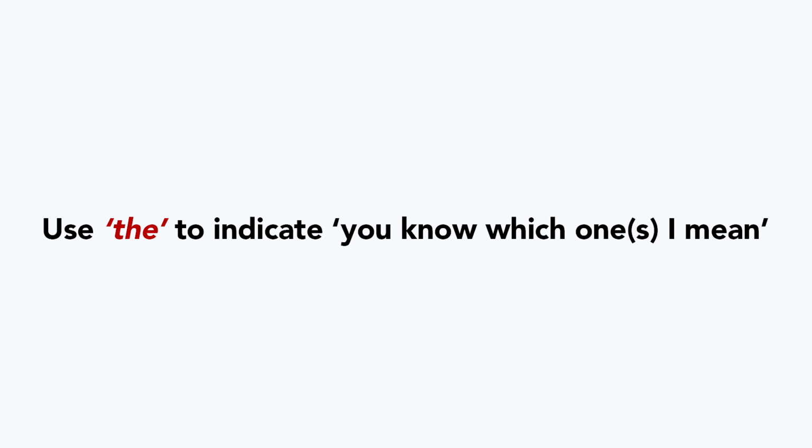Okay, so we use the for definite nouns, and the meaning of definiteness is that you expect the other person to know which particular individual you mean. Sometimes this is because there is only one individual. For example, we say the American president because at any time there is only one current president.